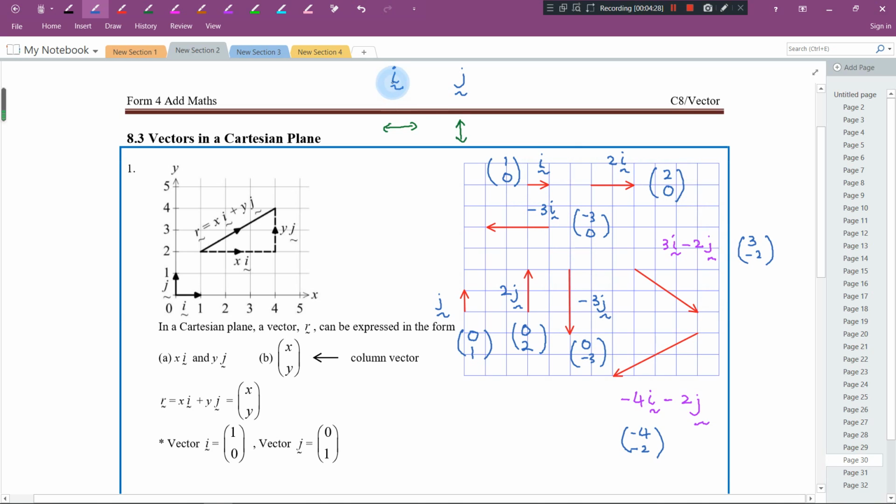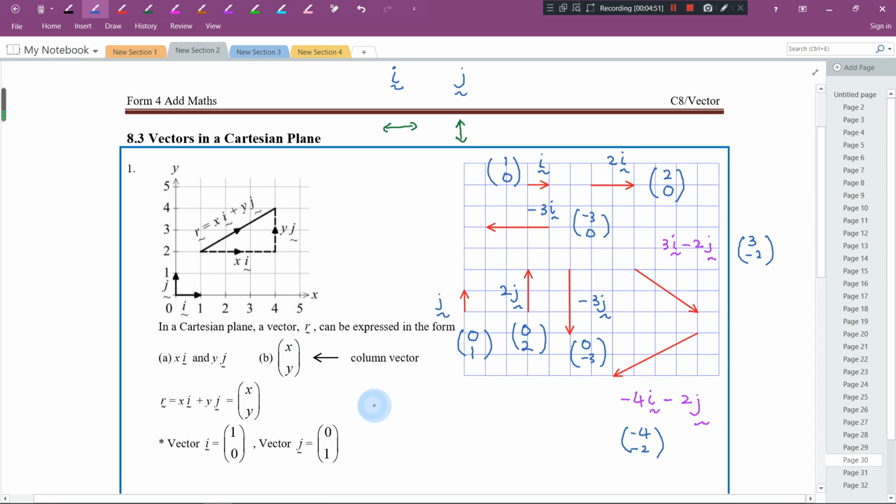So just remember, i is for right, left. Go to right, positive. Go to left, negative. j is for up and down. Go up, positive. Go down, negative. And if you write in these column vectors, make sure that you understand this is for i and this is for j.